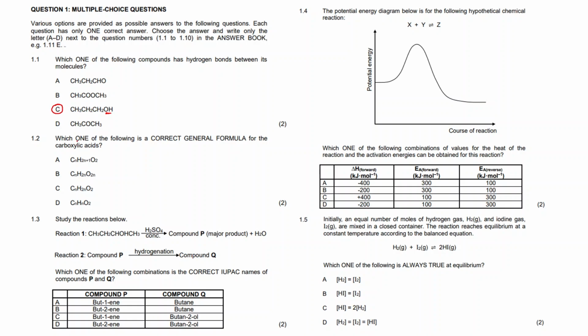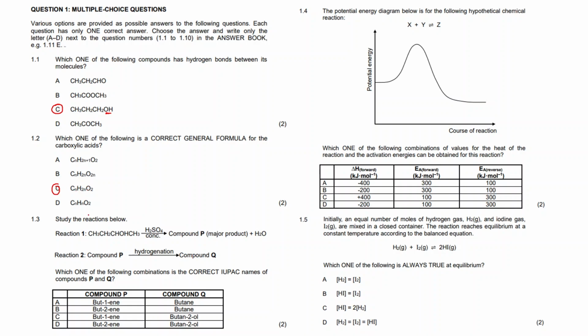Question 1.2. Which of the following is the correct general formula for the carboxylic acids? So, as we know, carboxylic acids always have two oxygen atoms. It doesn't matter how many carbon atoms, it always has two oxygen atoms. So we can already eliminate B. We then know that carboxylic acids have double the amount of hydrogen atoms that they do carbon atoms, as the two oxygen atoms take up some of the bonds of the carbon atoms. Therefore, our answer would be C, as it has double the amount of carbon atoms, so 2N.